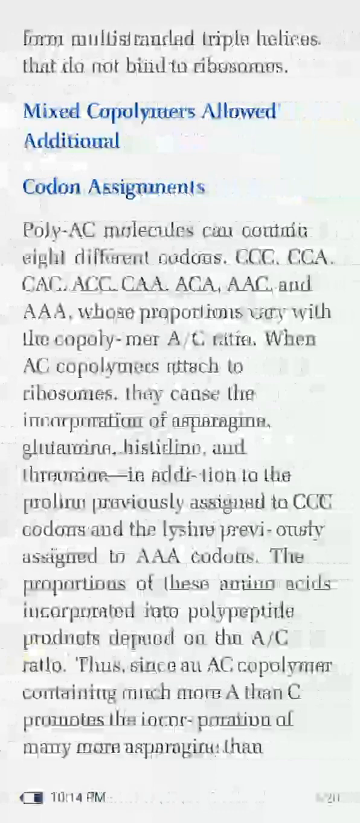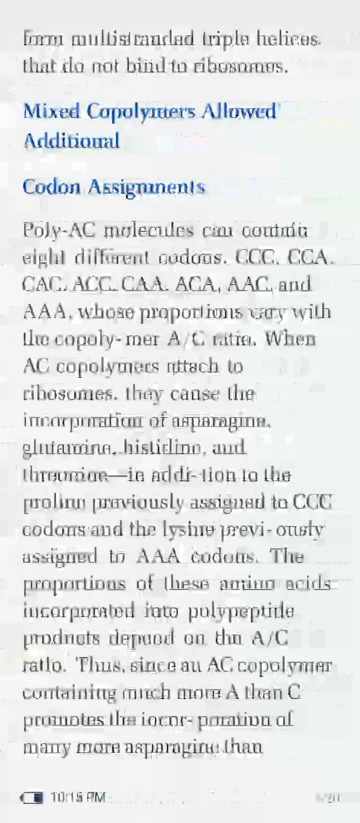Poly-AC molecules can contain 8 different codons: CCC, CCA, CAC, ACC, CAA, ACA, AAC, and AAA, whose proportions vary with the copolymer AC ratio. When AC copolymers attach to ribosomes, they cause the incorporation of asparagine, glutamine, histidine, and threonine, in addition to the proline previously assigned to CCC codons and the lysine previously assigned to AAA codons. The proportions of these amino acids incorporated into polypeptide products depend on the AC ratio.